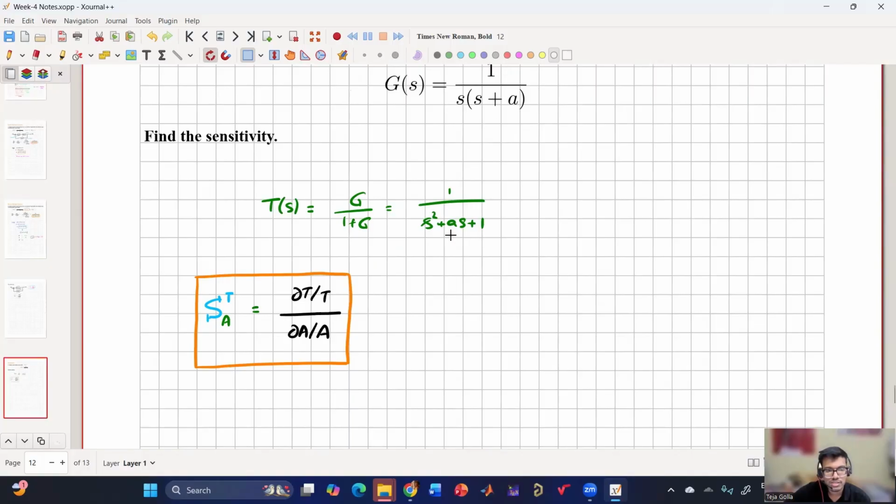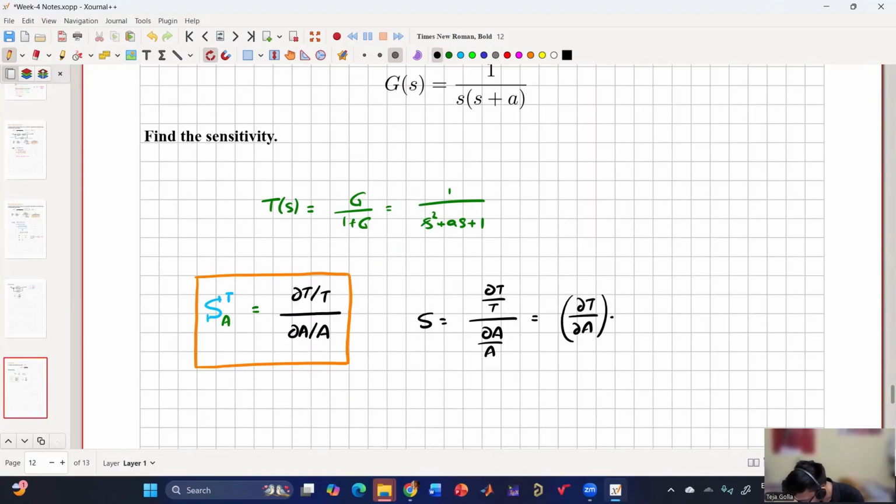So here G(s) is 1 by s into (s plus a). So T(s) is 1 by (s square plus as plus 1). Now the sensitivity expression is nothing but, sensitivity is dou T by T by dou a by a. So if I change it, I'll get dou T by dou a, which is the partial differentiation of T with respect to a, into a by T.